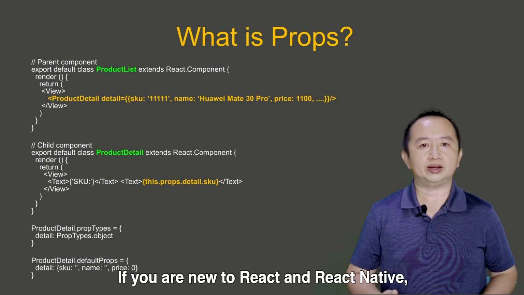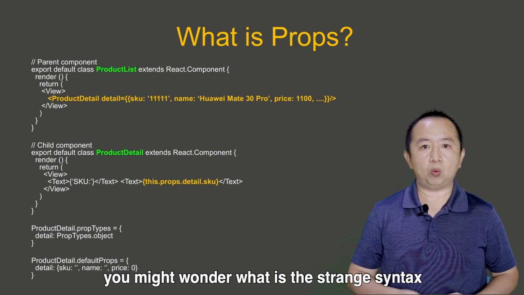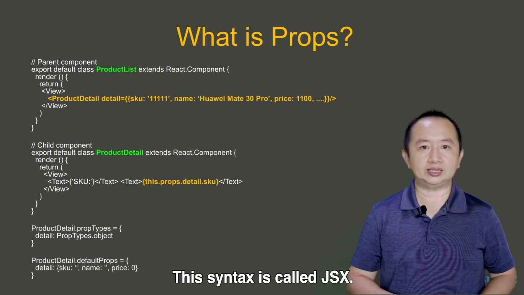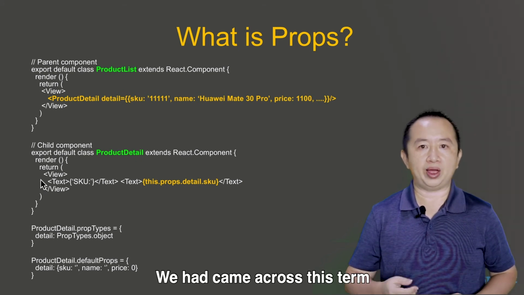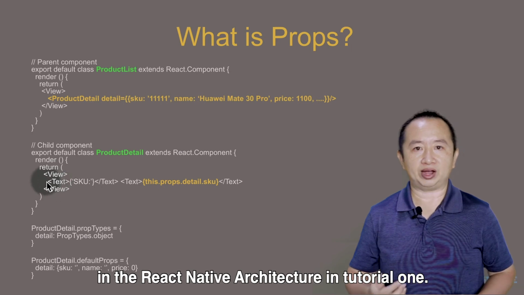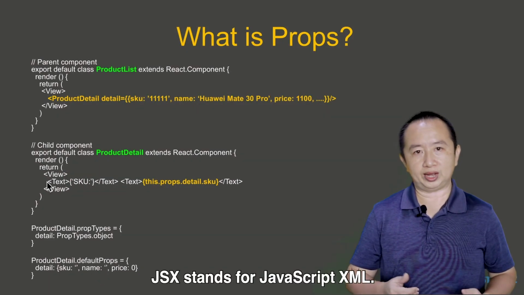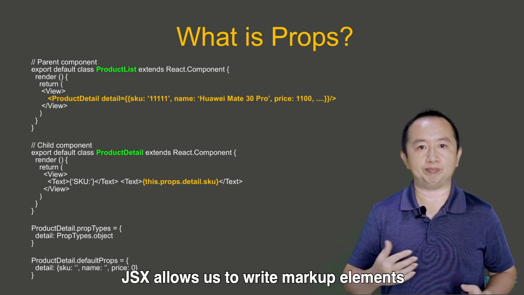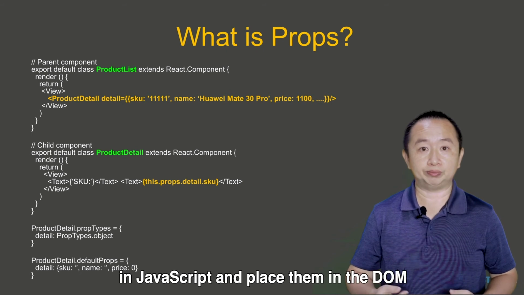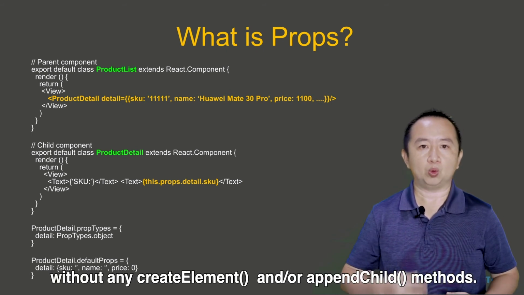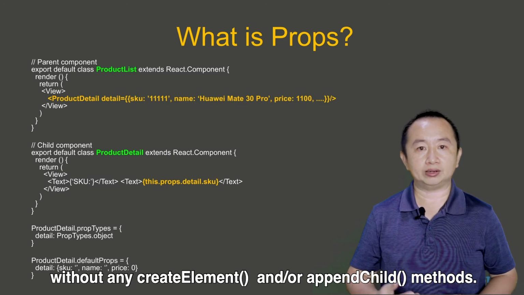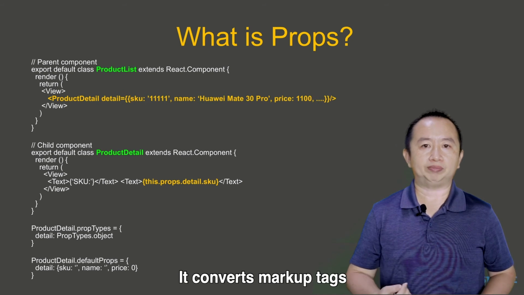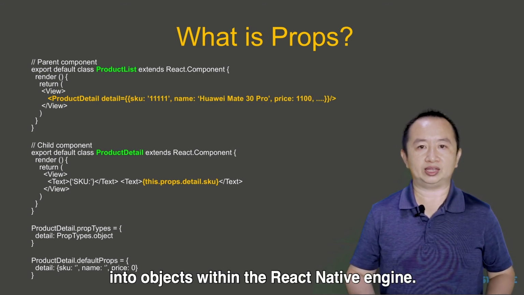If you are new to React and React Native, you might wonder what is the strange syntax at the return statement in the render method. This syntax is called JSX. We have come across this term in the React Native architecture in tutorial 1. JSX stands for JavaScript XML. JSX allows us to write markup elements in JavaScript and place them in the DOM without any createElement and/or appendChild method. It converts markup text into objects within the React Native engine.